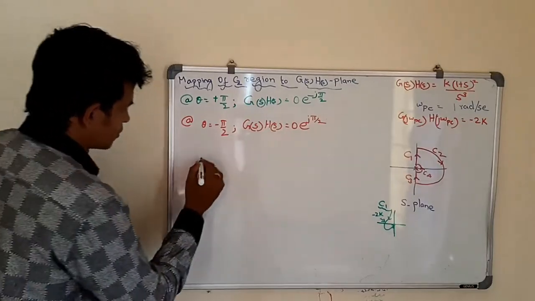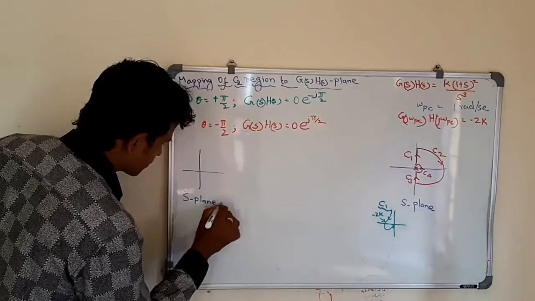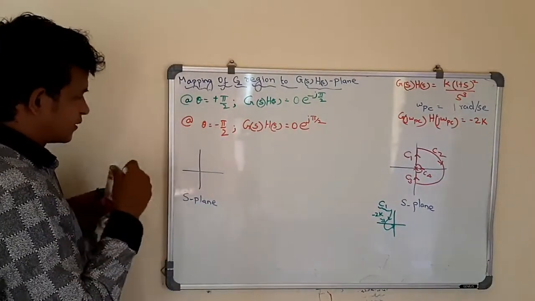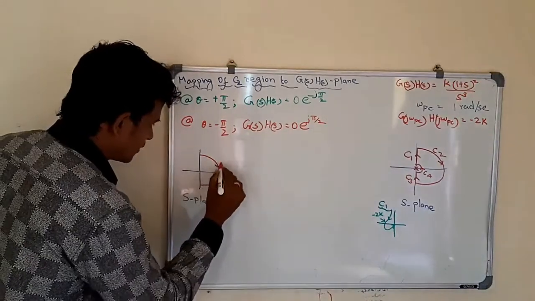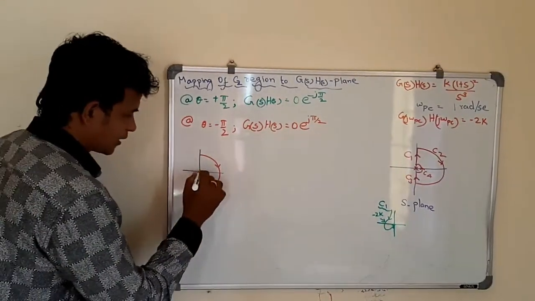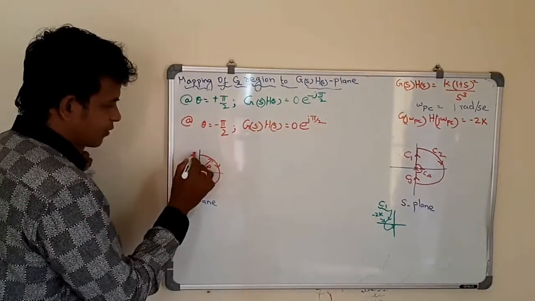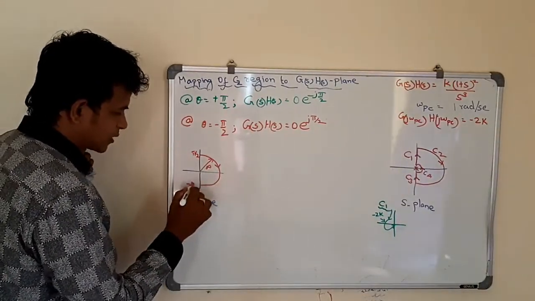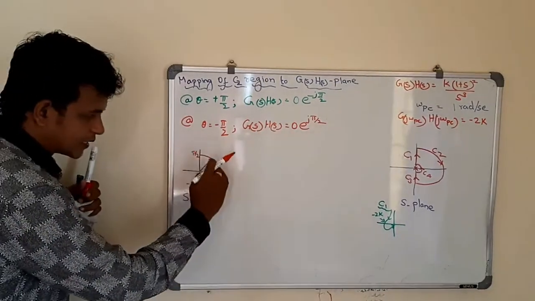In the S plane, I have got region C2 as an arc in this direction. The radius of the arc is infinity, and the angle is varying from plus pi by 2 to minus pi by 2. So it is in this direction. The Nyquist contour is in this direction.